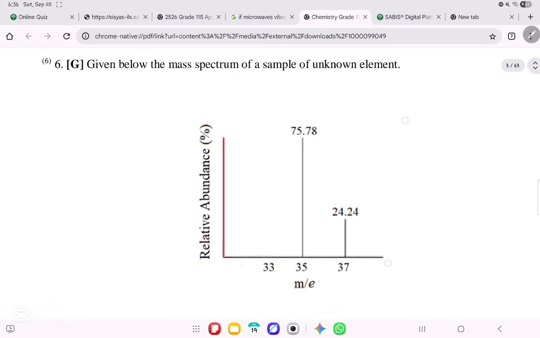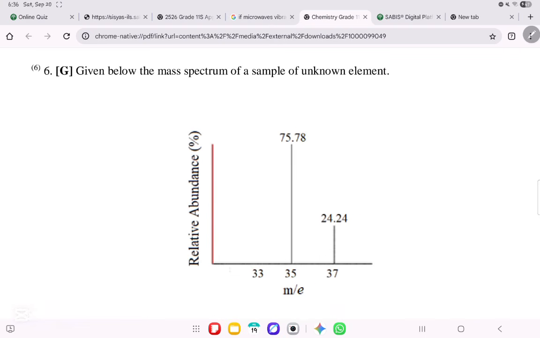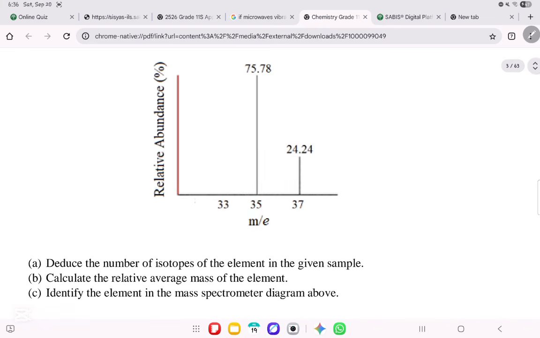Question number 6. Given below the mass spectrum of a sample of unknown element. Deduce the number of isotopes. Again, how did we say we could deduce the number of isotopes? By counting how many lines there are. There are 2 lines, so that means what? That means there are 2 isotopes. Now calculate the relative average mass.